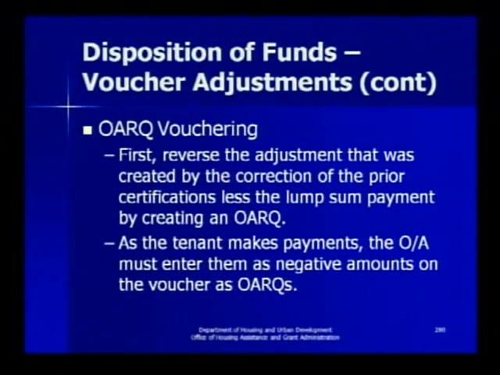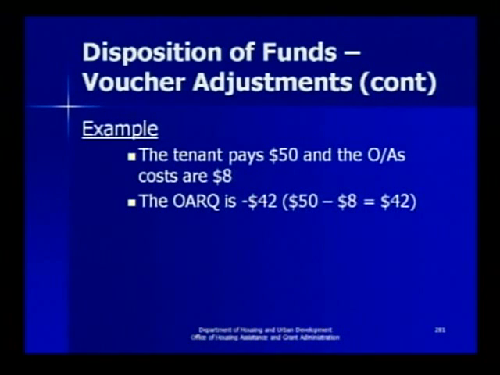As the tenant makes the payments, the owner agent can enter them as negative amounts on the voucher as OARQs when the owner agent receives the funds from the tenant. An example of this is the tenant is paying a repayment agreement of $50 and the owner agent's costs are $8. We'll discuss the costs in a little bit, but those are allowed to be subtracted out from the payment for the OARQ adjustment. So in this case, the OARQ adjustment is negative $42, which is the $50 minus the $8 it costs to recoup the funds, and that equals $42, and as I said, you make that a negative.